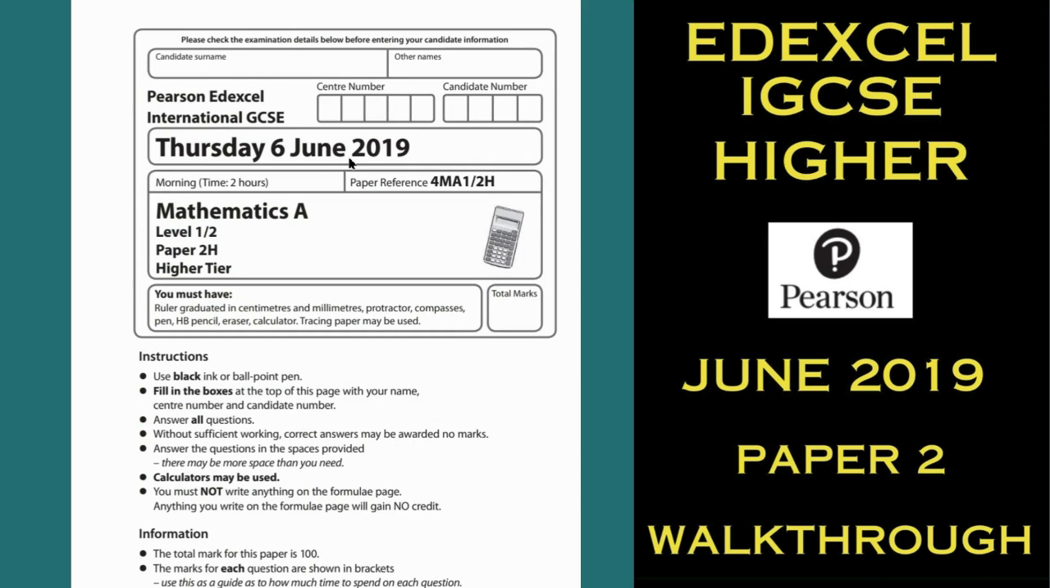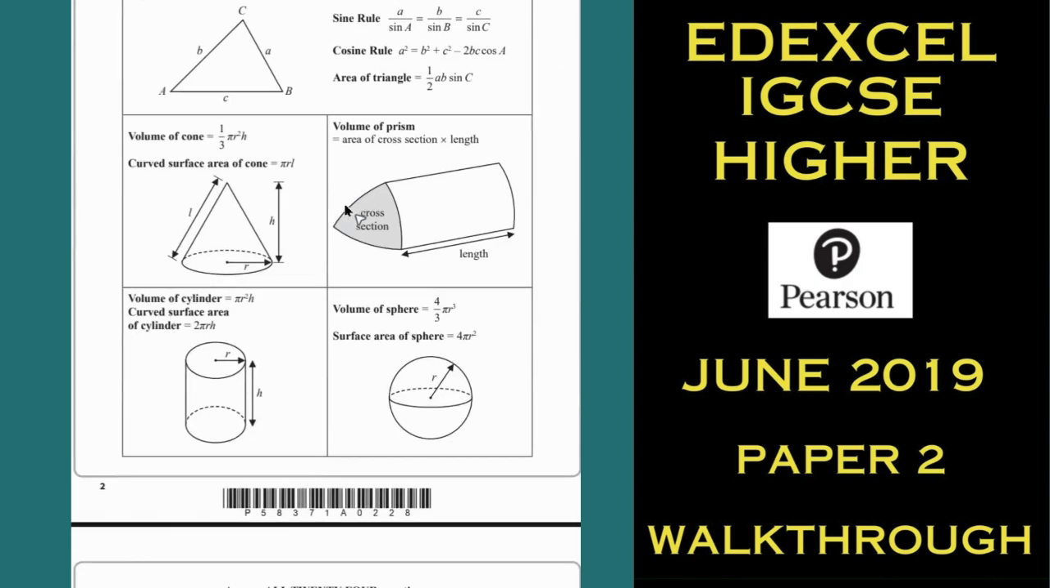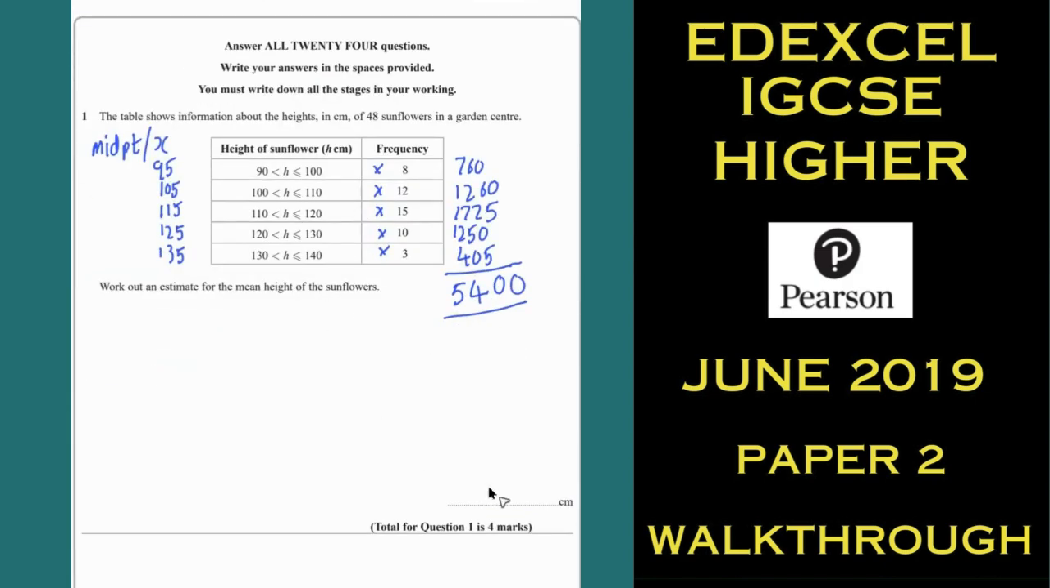So welcome to my worked solutions for the Edexcel Higher GCSE. As you can see, it's the summer, June 2019, and this time we're on Paper 2. So let's go. First question, I've started writing out because these are just boring.